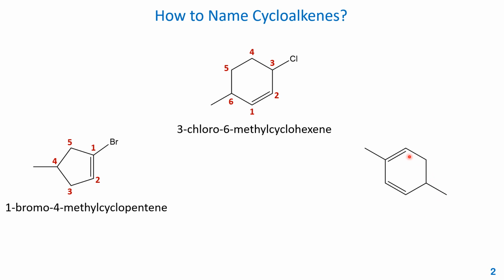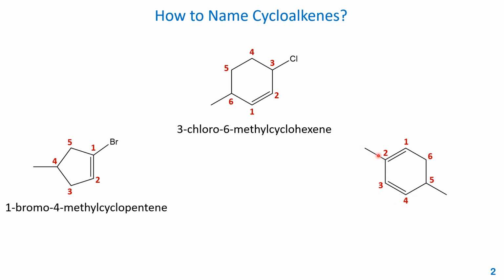Last example is a diene. Okay, the cyclic diene. Again, we want to give the two double bonds low numbers. So we will number this as 1, 2, 3, 4, 5, 6. And you may ask, why don't we number this as 1? If you number this as 1, this 1, 2, you cannot go this way. You have to go 1, 2, 3, 4.